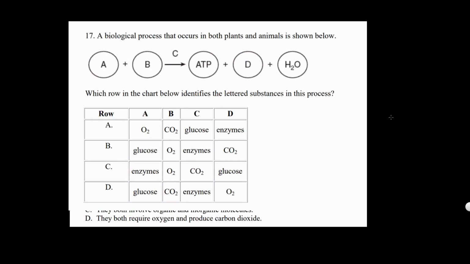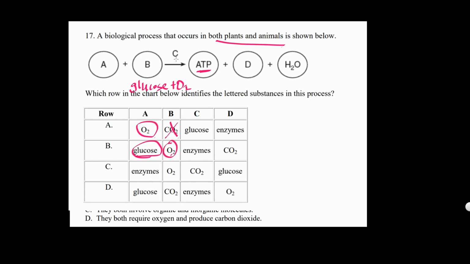Let's move on. 17 says a biological process that occurs in both plants and animals. We know that then it's not photosynthesis, right? Because if it's photosynthesis, only plants can do photosynthesis. So which row in the chart below identifies the correct letters? Okay, here we go. A, B, and then produces ATP. Okay, I guess this is cellular respiration. So you have glucose, and then you got to breathe in oxygen. So A or B could be glucose or oxygen. Let me see. Yep, oxygen here. B, nope. Carbon dioxide. Glucose, yep. Oxygen, yes. So B might be it.